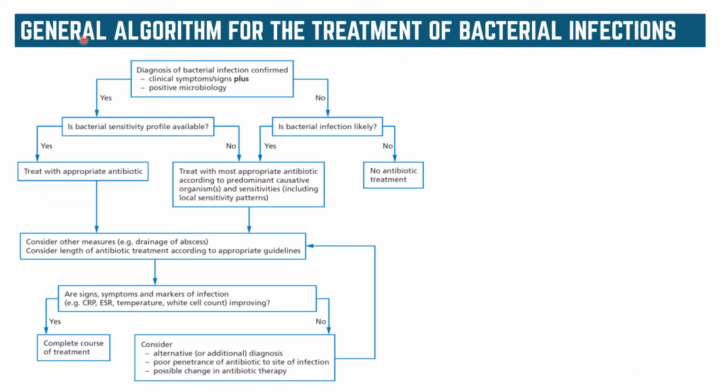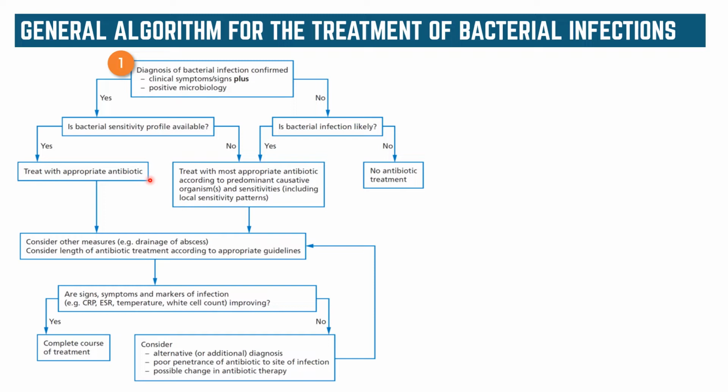Here is the general algorithm for the treatment of bacterial infections that we are going to discuss one by one. At the first step, the doctor should be able to diagnose any bacterial infection based on the clinical symptoms or clinical signs. If there is a confirmed positive bacterial infection and the sensitivity profile of the respective bacteria is available at that point in time, the doctor might want to treat the infection with the appropriate antibiotics.